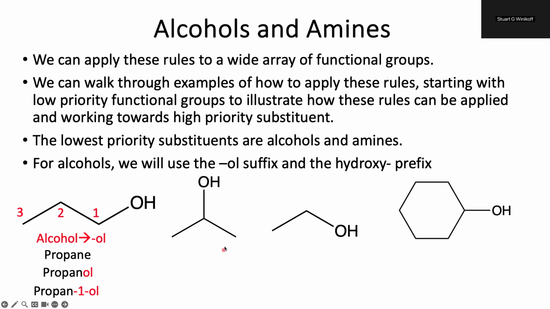Now, for the second example, I still have an alcohol. I still have a propane chain. But this time when I'm numbering, we're always going to go ahead and start on the end. So we start on the end, that's 1. This means my alcohol is located at the 2 position. So this guy becomes propan-2-ol.